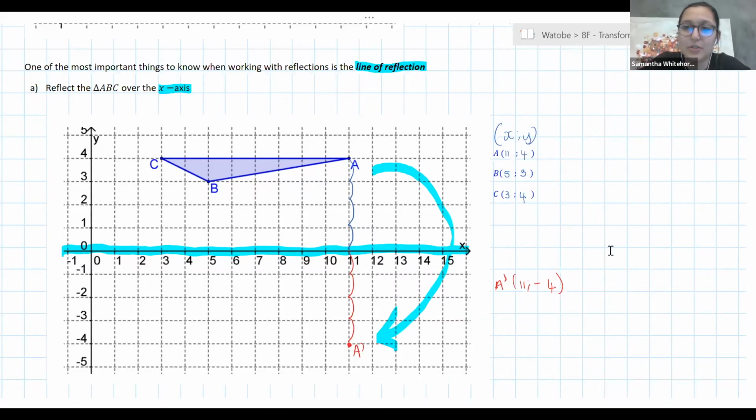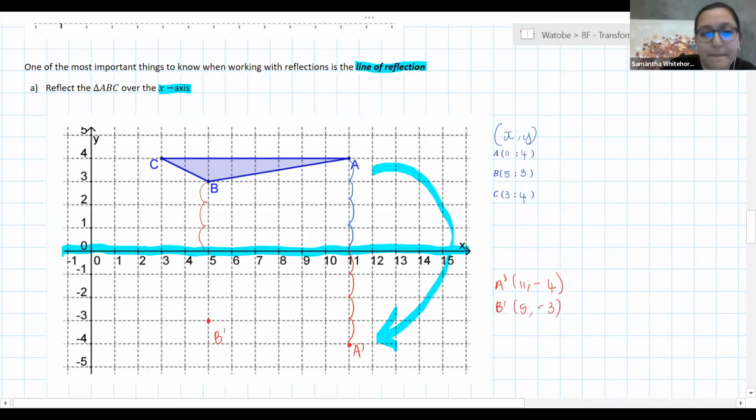Alrighty. Tiamo, do you want to give me B dash? Hi, ma'am. B is 5 and -3. Excellent. So B dash, we can see it's 3 units away from my x-axis. So it needs to be the same on the other side. So B dash is going to be at 5, -3. Well done. Mbali, do you want to give me C dash? Yes, ma'am. C dash is 3, -4. Excellent. So C dash is at 3, -4. Good. Well done.